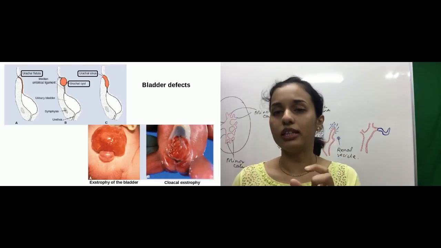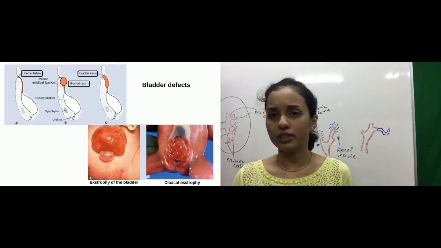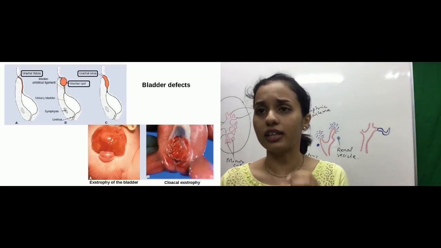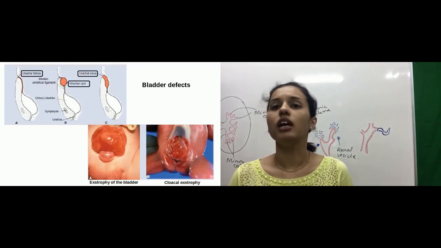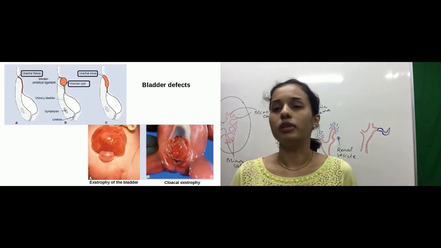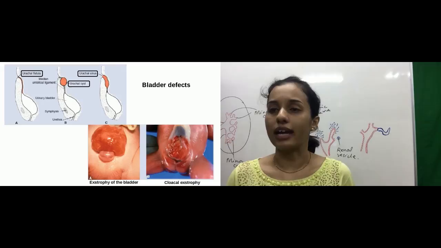Or sometimes the fibrous cord is formed at the terminal ends, the proximal and the distal, but at the center, at the midline, there might be a fluid-filled cyst, which is called urachal cyst. The allantois might remain at the middle part. This leads to a condition where there might be a swelling at the abdominal region. So, this condition is called urachal cyst.